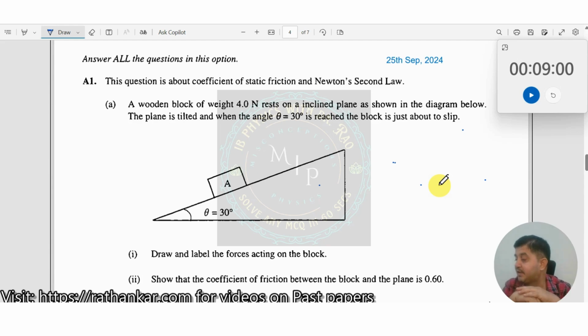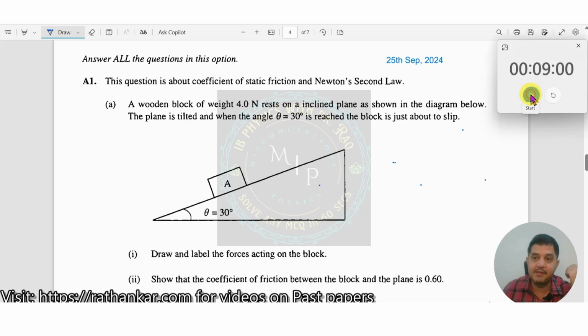This is question number 3 which will be published on 25th of September as shown over here. This question is for 9 marks and so I have made it equal to 9 minutes over here. Let me solve it in 9 minutes.